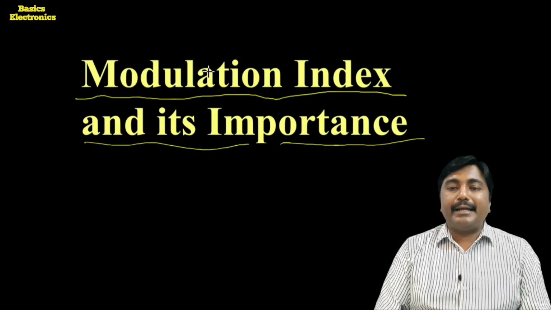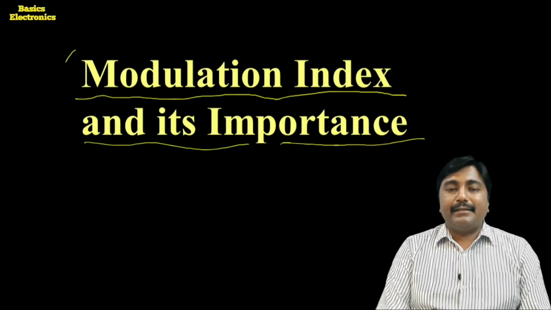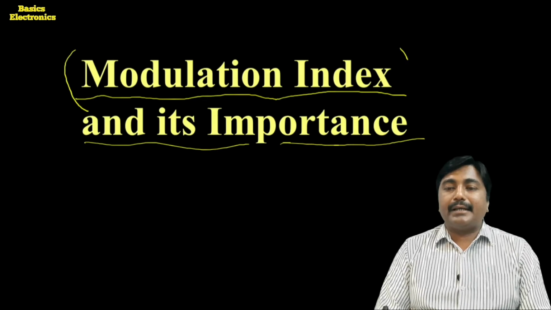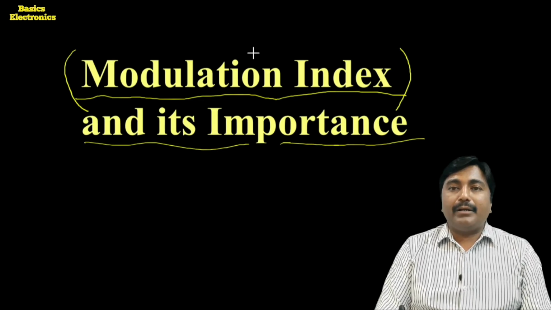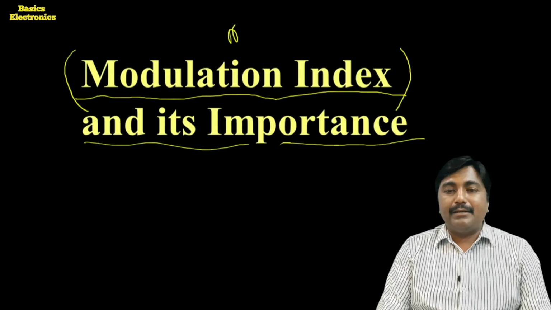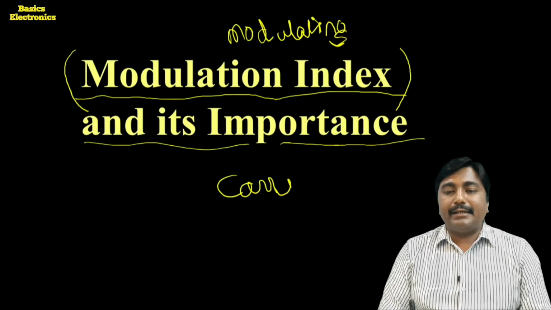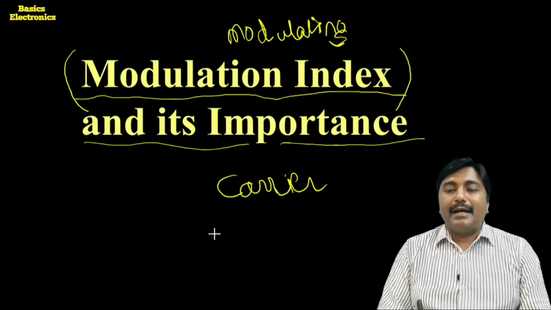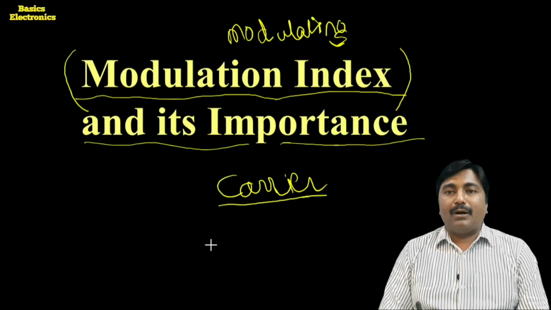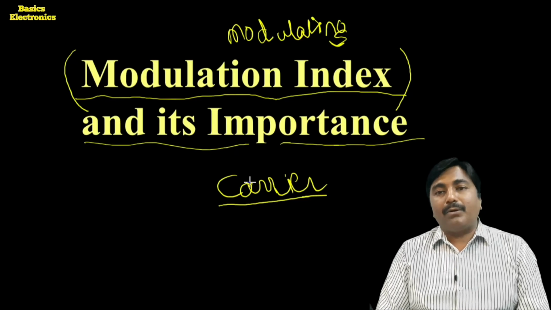The modulation index decides the quality of the transmitted signal. Three signals are involved. The first one is the modulating signal, the second one is the carrier signal, and the third one is the modulated signal.